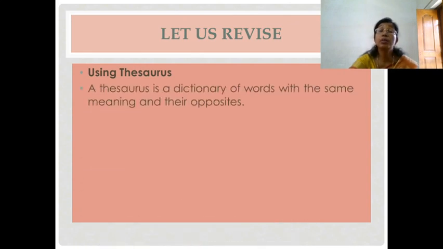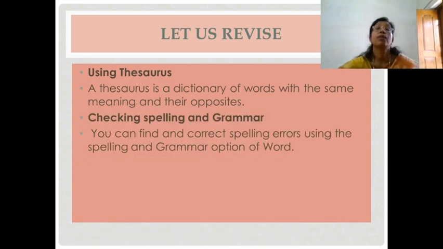First we studied about thesaurus. Okay, thesaurus is a dictionary of words with same meaning and their opposite. Then we studied about checking spellings and grammar. Word provides a facility to check the spelling. You can find and correct spelling errors using the spelling and grammar option of Word.